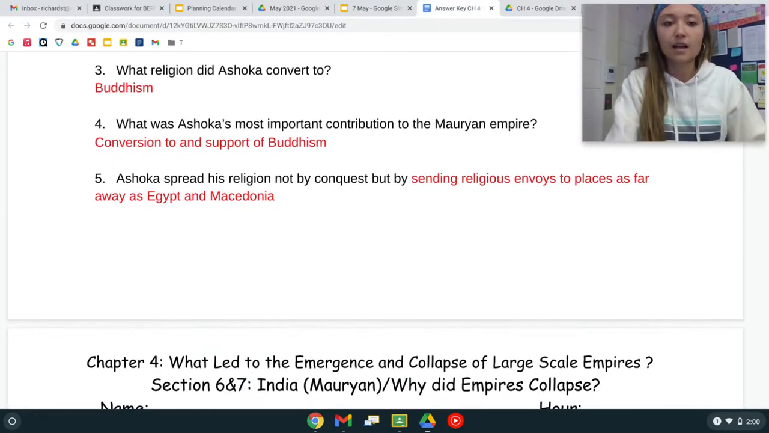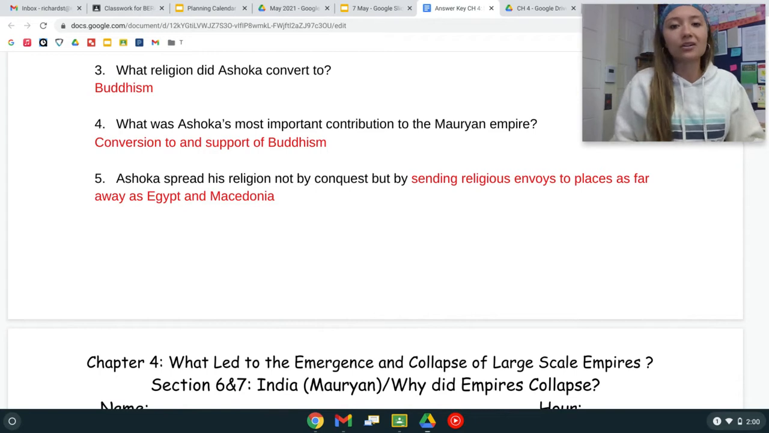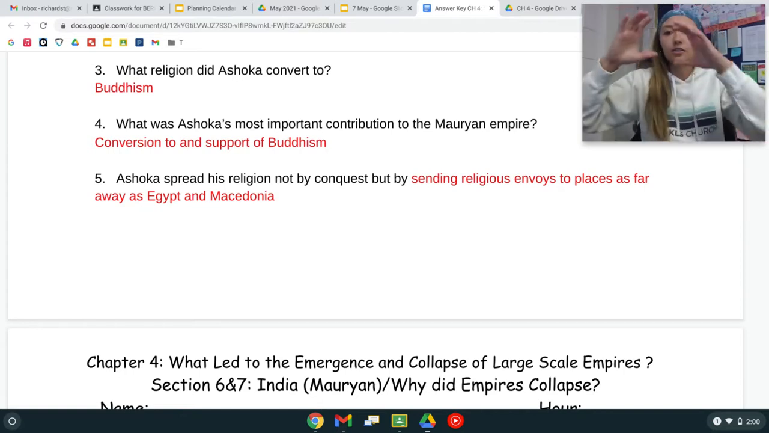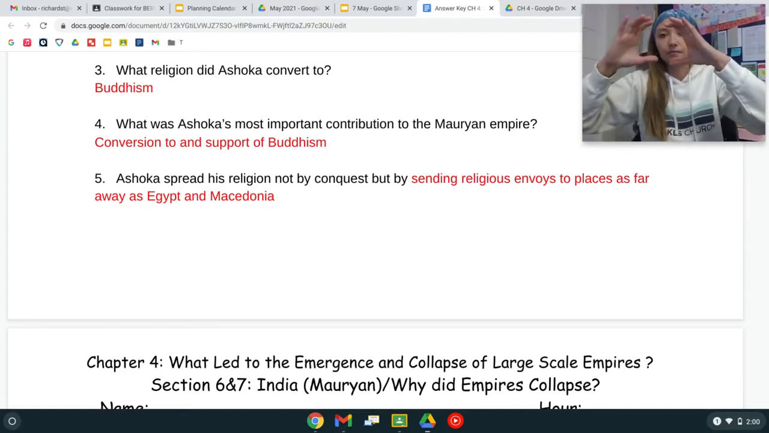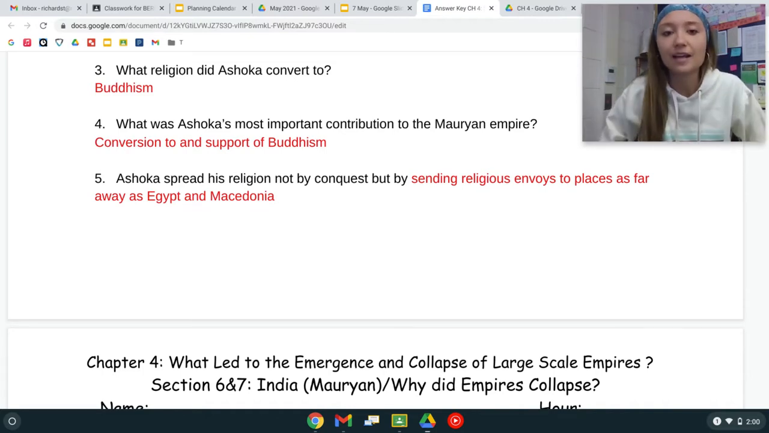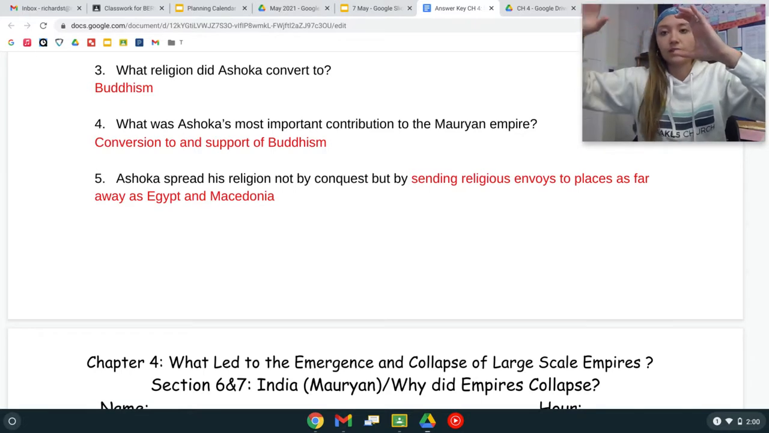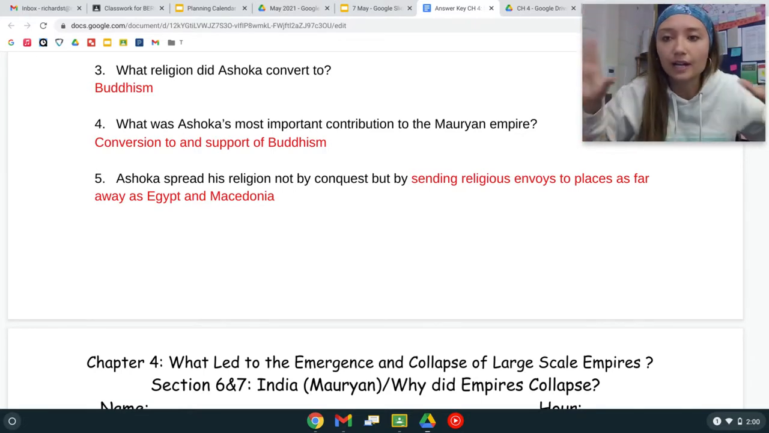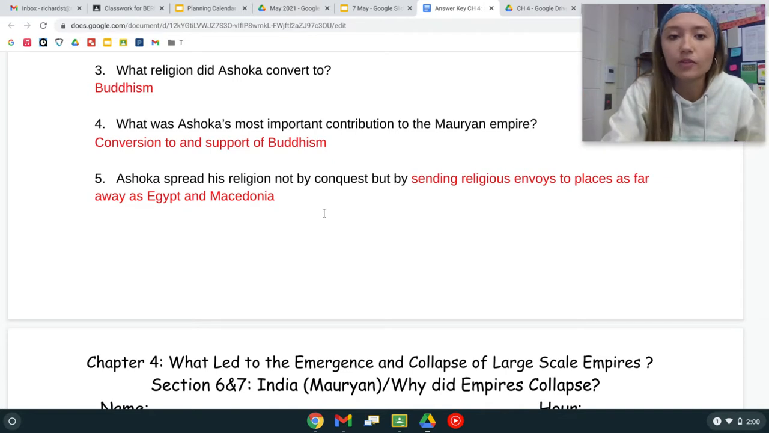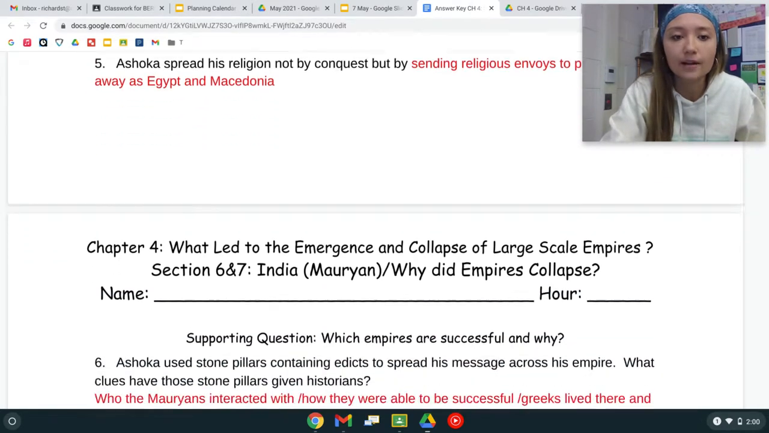Number 5, Ashoka spread his religion not by conquest, but by sending religious envoys to places as far away as Egypt and Macedonia. So if India is here, Egypt's over here, in Africa, and then Macedonia, if Egypt's over here, Macedonia is up here. So it really spread it out much further than the borders of the Mauryan Empire.